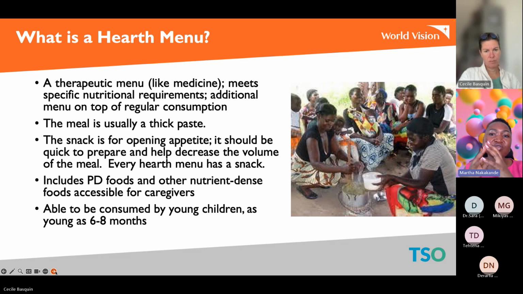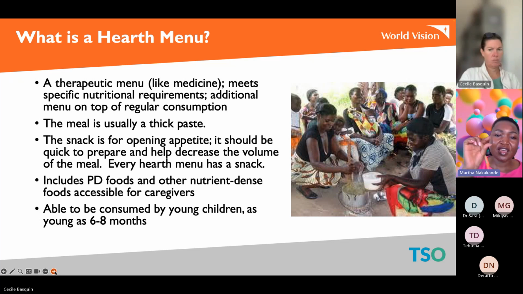So it's important that they are not replacing their meals with this one, saying, since you're going to eat this hearth meal, then you're not going to eat other meals. No, they have to continue consuming all their meals in addition to this particular meal. And it usually should be like a thick paste or a thick porridge. And you have to also have a snack. So it should be quick to prepare, and it should be able to decrease the volume of the meal. So each hearth meal that we do should have a snack.